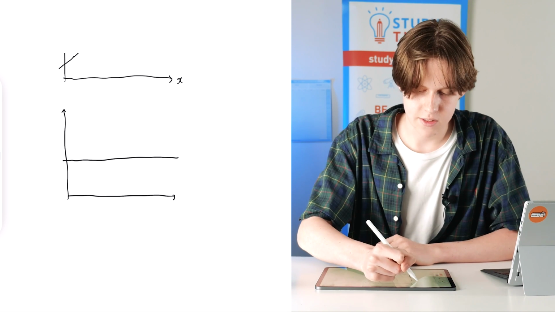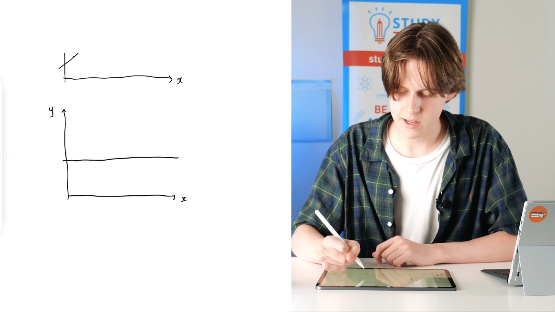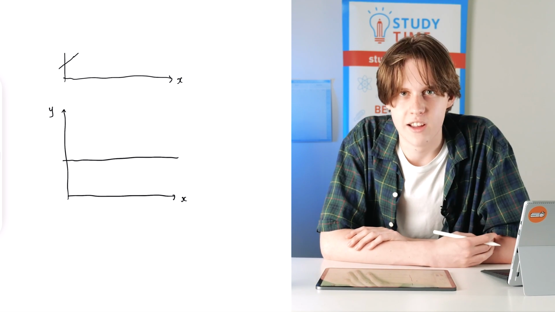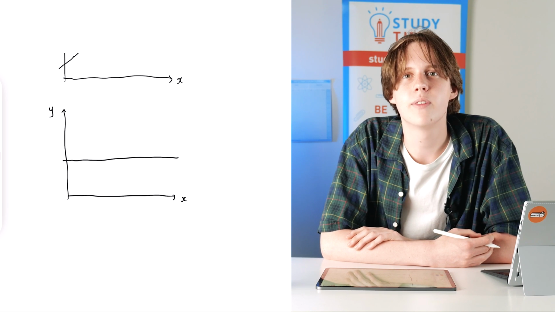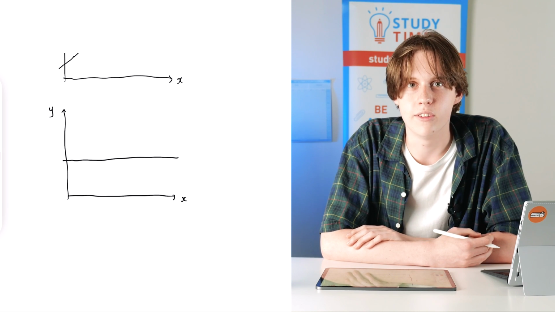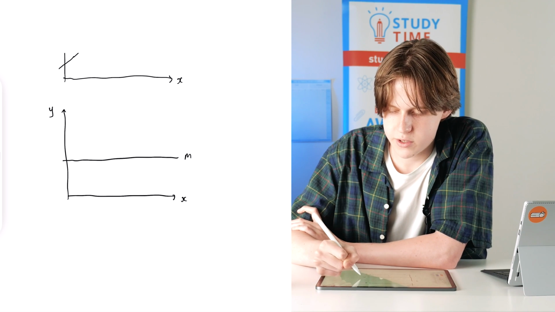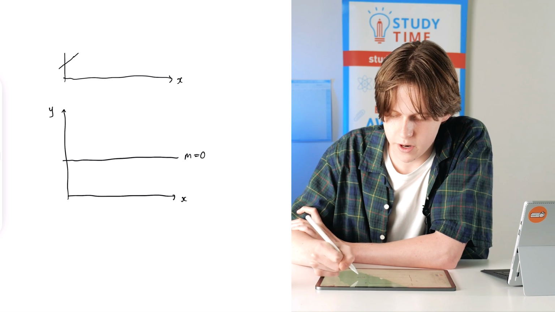That says that the relation between y and x is nothing, really. As x changes, y doesn't change at all. And we say here that the gradient or slope is 0. So in that case, we'd say, well, m, which denotes gradient, equals 0.